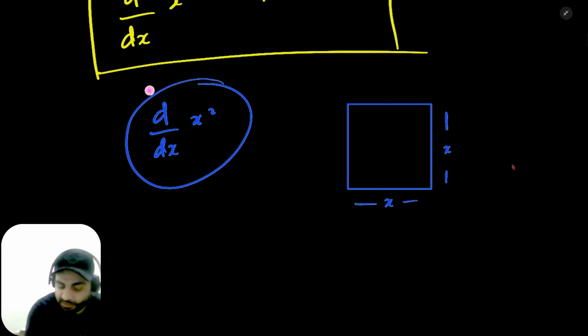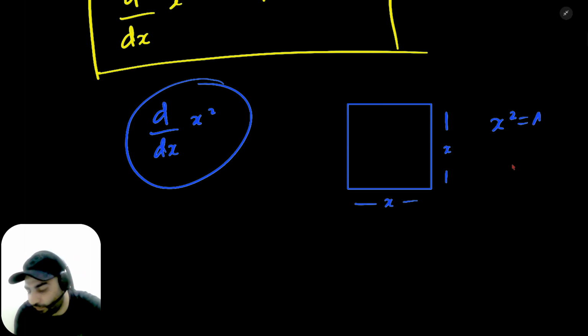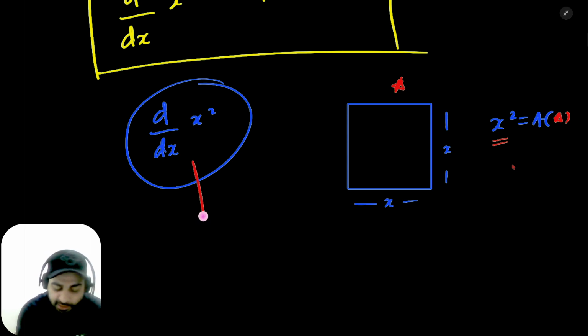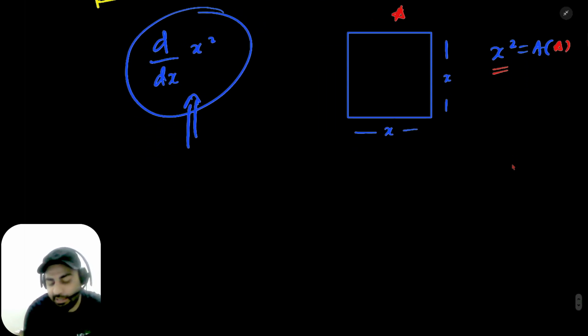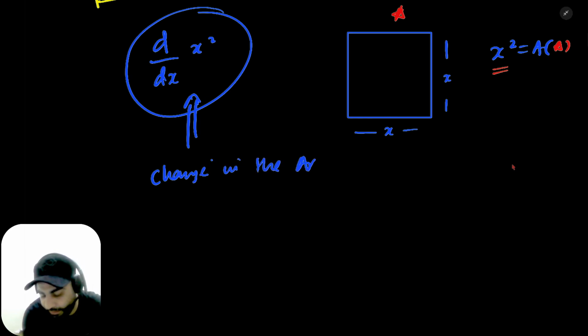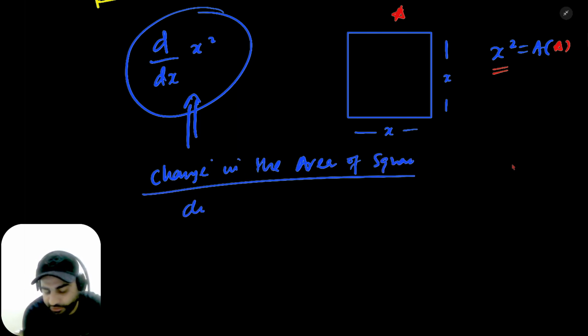So what is the meaning of this? Because you know the x square is equal to the area of this figure, let's suppose we'll call this a square figure. Okay, and this is represented by x square. So this is asking me what is the change in area if I have a slight change in x. So this question basically boils down to, intuitively, the change in the area of this square divided by the change in its side.